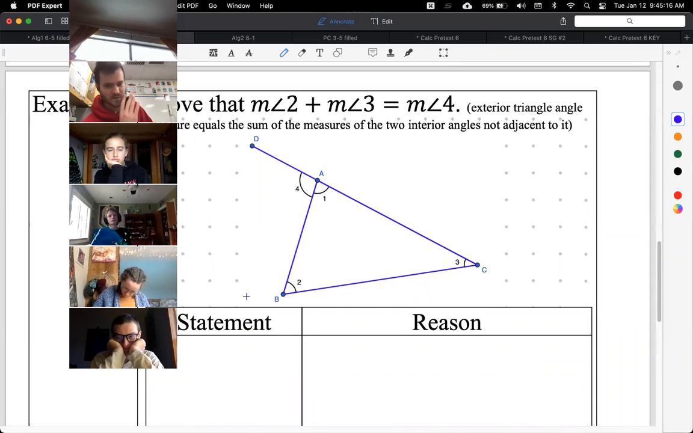By the way, guys, since we've proven the fact that there are 180 degrees in a triangle, we can use that. It's not given to us right now, but it is a theorem that we will eventually invoke in this proof. It doesn't look like anything else has been given to us.